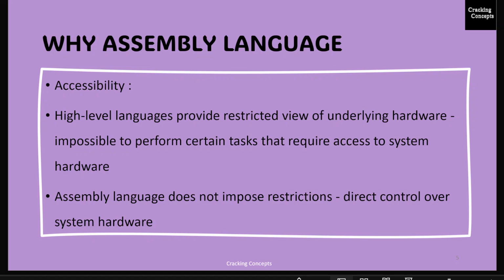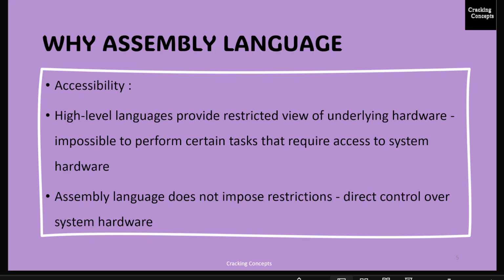The other main reason for writing assembly language programs is to have direct control over system hardware. High-level languages on purpose provide a restricted or abstract view of the underlying hardware. Because of this, it is almost impossible to perform certain tasks that require access to the system hardware. For example, writing a device driver for a new scanner certainly requires programming in the assembly language. Since the assembly language does not impose any restrictions, you can have direct access over the system hardware.